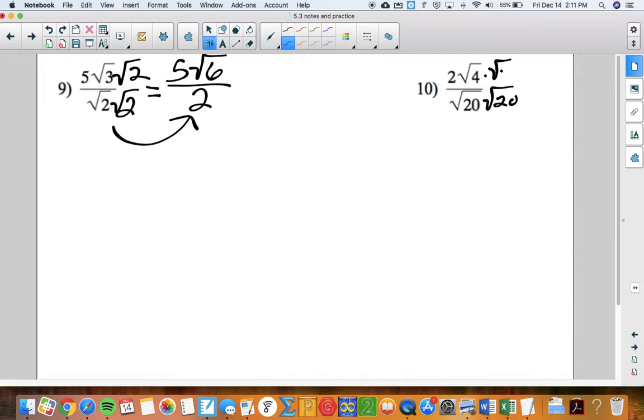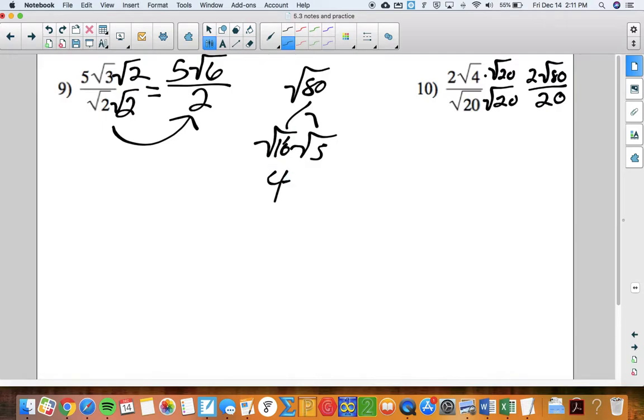You could do that, and then you'd get 2 times the square root of 80 over 20. And then that's equivalent to, well, actually, is there a perfect square that goes into 80? 16 does. I think we already did that on a different problem. Square root of 80 is the same as square root of 16 times the square root of 5. Square root of 16 is 4. So we get 4 roots of 5. So on top, we actually have 2 times 4 times the square root of 5. On the bottom, we've got 20.